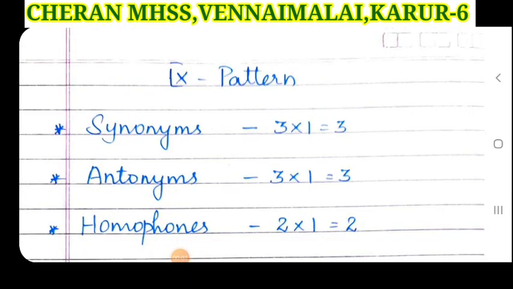Let's see the pattern. First one, synonyms. It carries 3 marks. You will have 3 synonyms and for that you have to write the question first. Put the question numbers properly. Children, for all the questions, you write the question numbers properly. If the question number is not written, we won't give you marks, right?